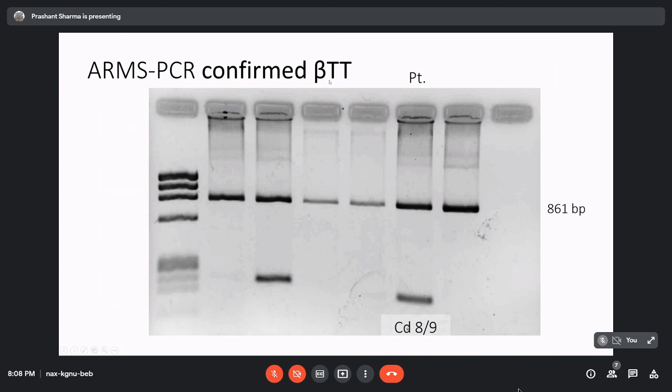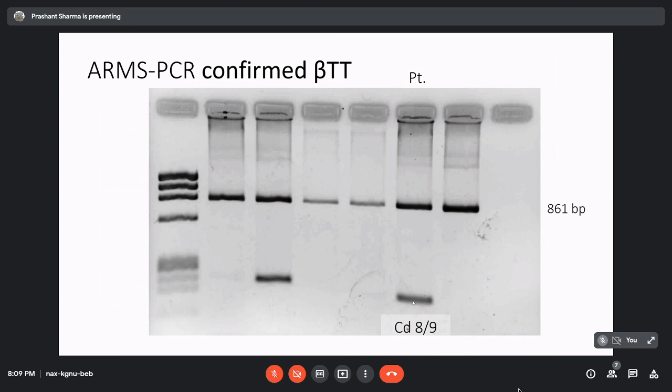Last time I told you that beta thalassemias are usually point mutations, and for point mutations, we use the amplification refractory mutation system, or ARMS PCR, and this confirmed a codon 89, which is a frame shift mutation, which is one of the common Indian mutations, in our patient in the heterozygous state. So this is the control band, and this is the band that we got for the beta mutation.